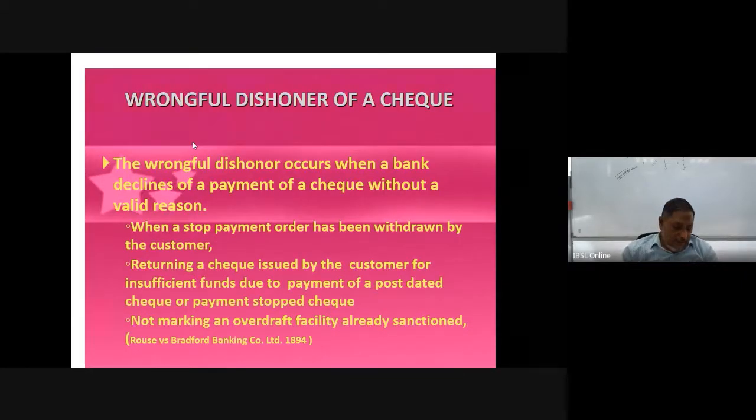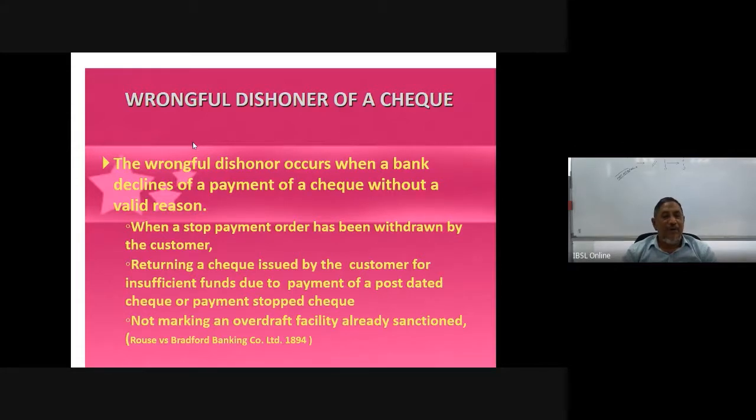Right. Now comes the check returns, the wrongful dishonor of a check. The wrongful dishonor occurs when a bank declines payment of a check without a valid reason. If the paying bank returns a check without a valid reason, then the paying bank is responsible.